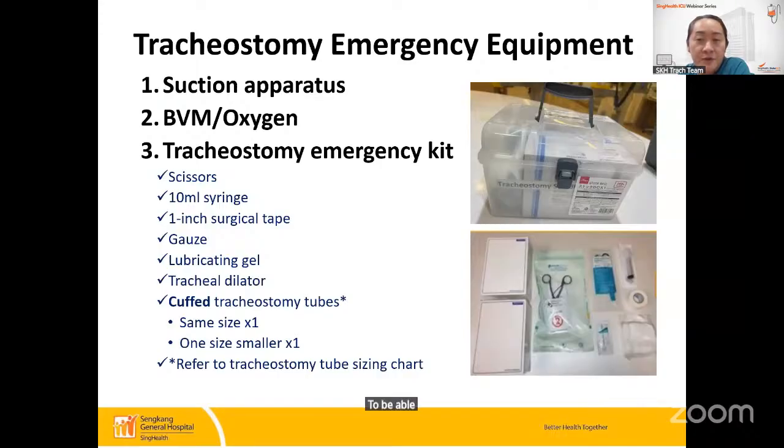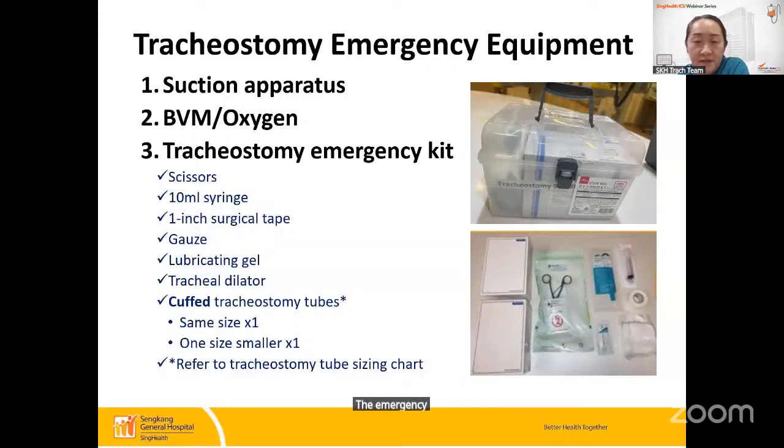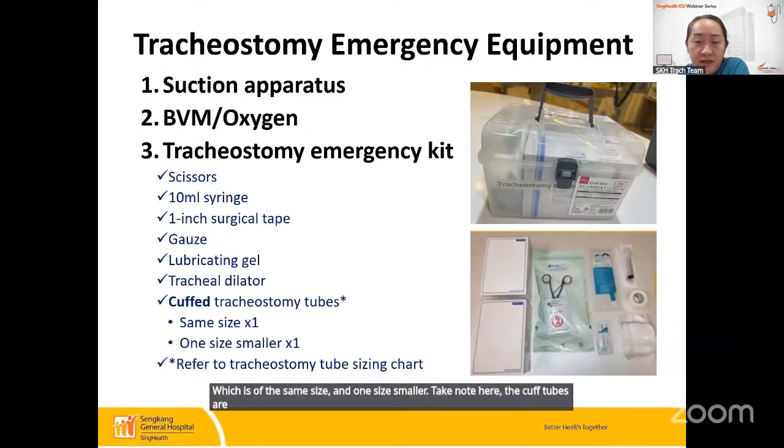To be able to respond to tracheostomy emergencies fast, the suction apparatus, bag valve mask, oxygen, and tracheostomy emergency kit should be readily available at the patient's bedside. The emergency kit consists of scissors, a 10 cc syringe, 1-inch surgical tape, gauze, lubricating gel, a tracheal dilator, and two cuffed tracheostomy tubes, one of the same size and one a size smaller. Take note that cuffed tubes are used for emergency backup, as uncuffed tubes are incompatible with mechanical ventilation.